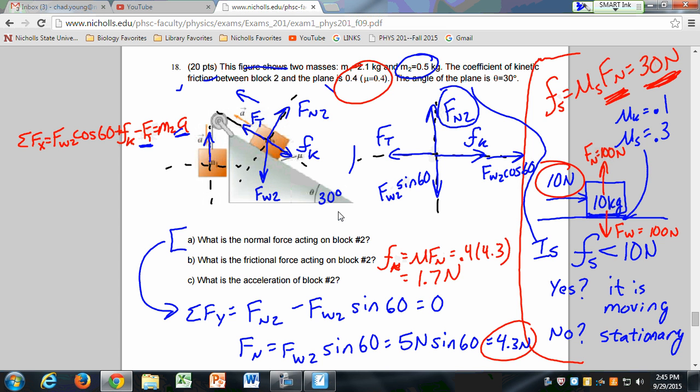I don't know the acceleration, so I have two unknowns in that equation. I need to find another equation. My other equation will come from the sum of the forces in the y direction on block 1. I have Fw1 and Ft. It's going to be Ft minus Fw1 equals m1a. Then I ask myself, what are the unknowns in that equation? I don't know Ft, I don't know a. So there's your system of two equations with two unknowns.